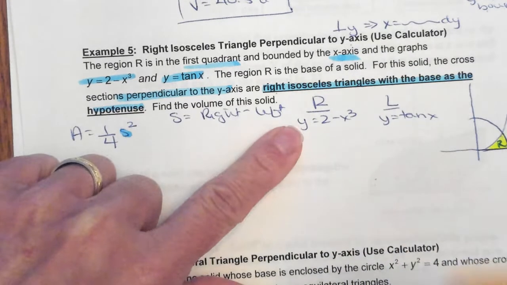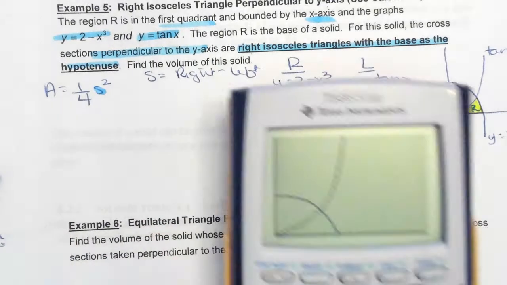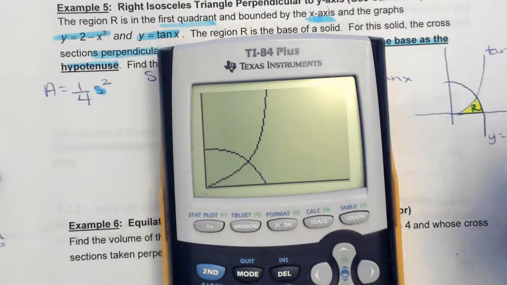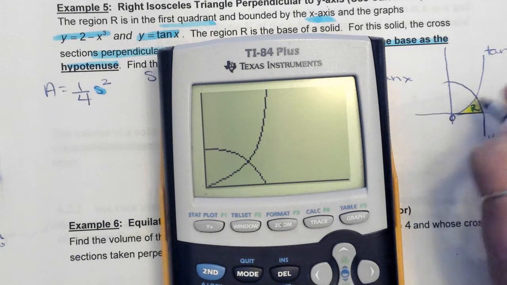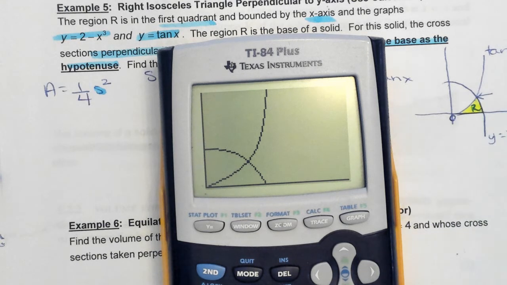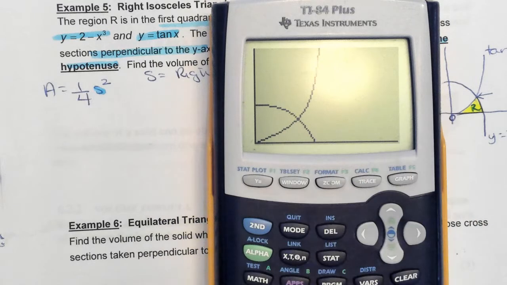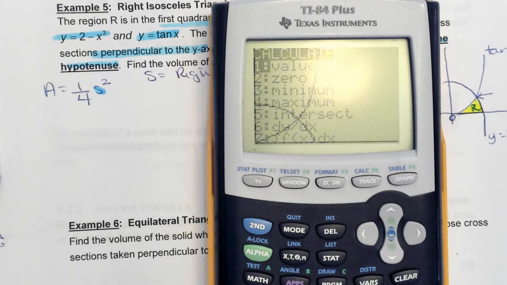Okay, so that definitely helps me because I need to manipulate those, and then I need to find the bound. So the first bound over here from bottom is 0. I need my y value to top here, so I need to find this point of intersection.